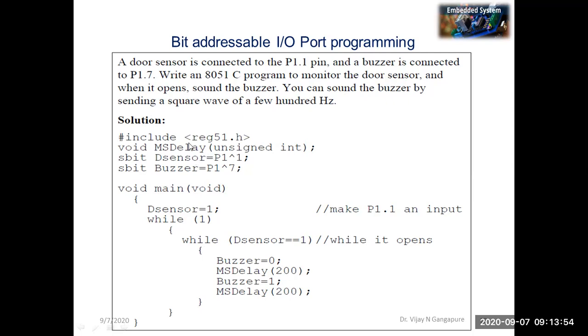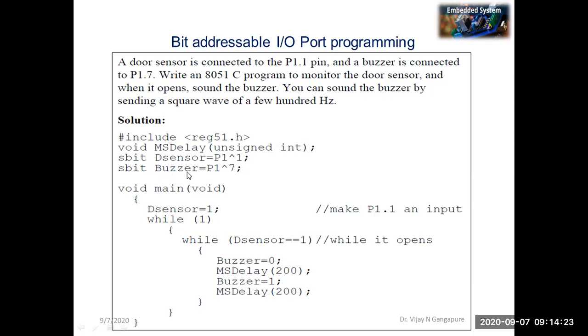See here, include reg51.h, void msdelay, so the msdelay subroutine or function declaration is there. sbit Dsensor = P1^1, means I am declaring Dsensor as an sbit type of variable, and I am assigning the address of pin number 1 of port 1. Okay, means I am representing pin number 1 of port 1 by using this variable Dsensor.